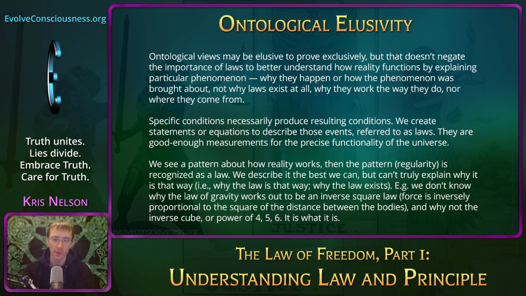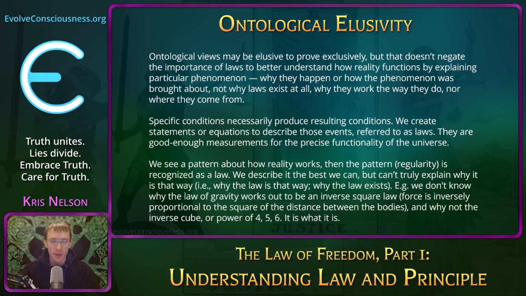Because you're talking about things relating, interactions of relationships, and those interactions like mass and the distance between the mass, well, that produces the law of gravity, the law of universal gravitation, as Newton came up with, which is a good approximation as we're looking at it on Earth for how it happens. It's good enough to understand how it works. Specific conditions necessarily produce resulting conditions. We create statements or equations to describe those events, referred to as laws. They are good enough measurements for the precise functionality of the universe.